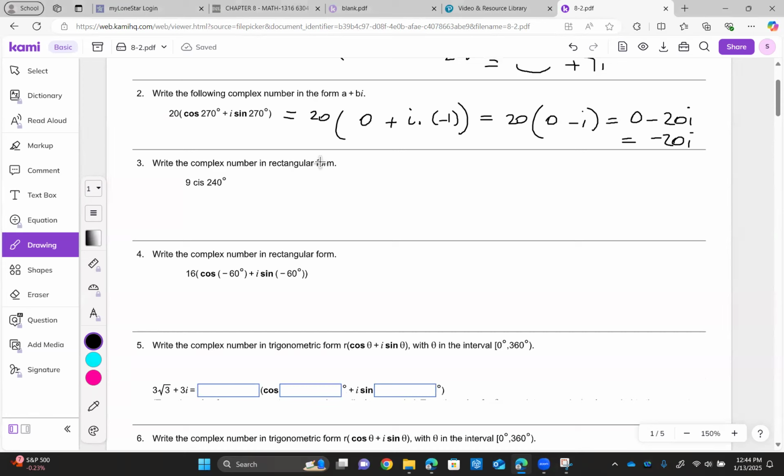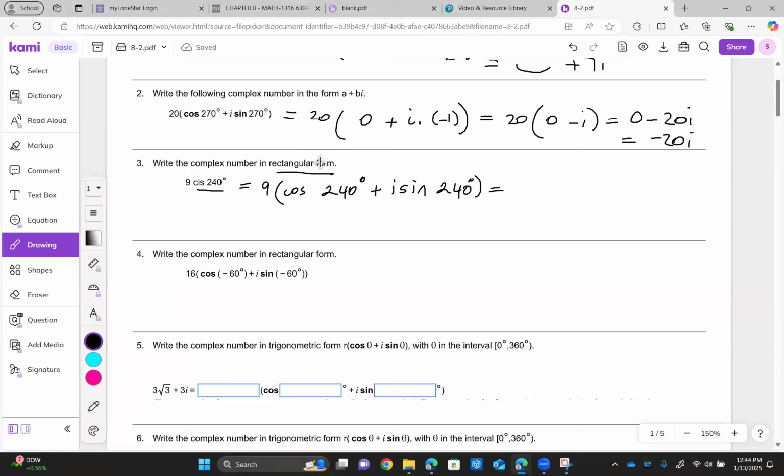Sometimes, instead of writing the polar form as cosine of 240 plus i sine of 240, they basically use this cis, cosine i sine. If you see this cis, they are talking about the polar form. So now we're going to convert this expression to rectangular form. So let's write what this means. We will have a 9 times parentheses, first cosine of 240 plus i sine of 240. This is the given problem.